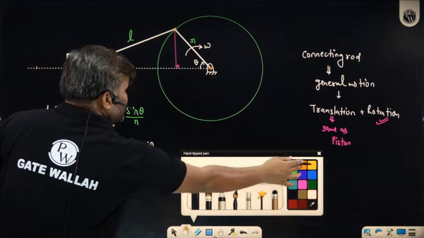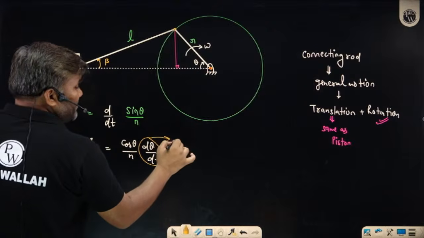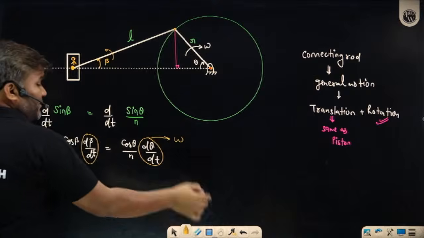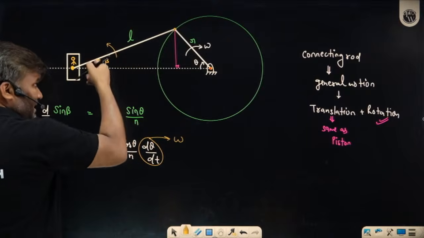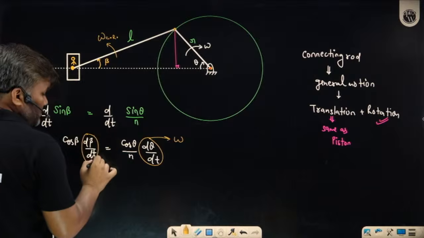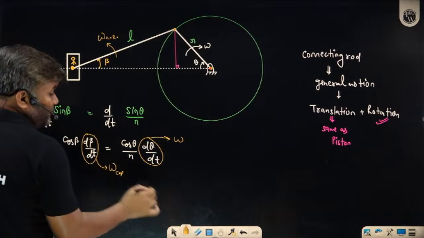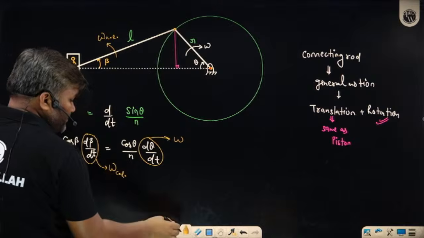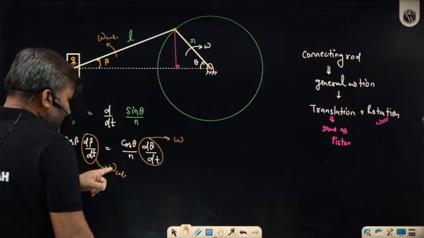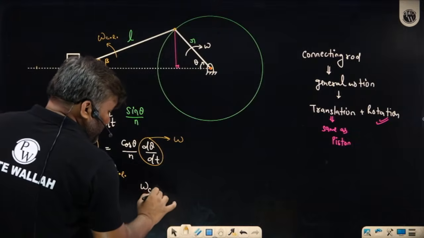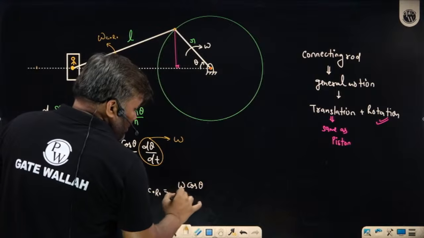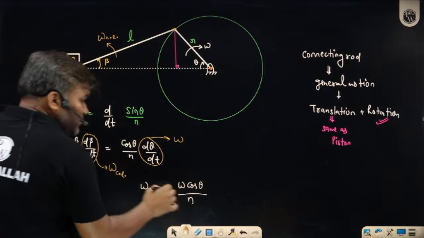What is this d theta by dt, sir? d theta by dt is nothing but the angular velocity of the crank. What is this d beta by dt? Rate of change of angle, this is the angular speed of the connecting rod. This is the angular speed of the connecting rod which you are trying to find out. So what will it be, what is the angular speed of the connecting rod? Omega of the connecting rod is equal to omega cos theta divided by n, and this cos beta goes to this side.